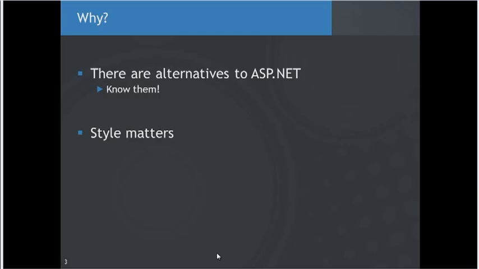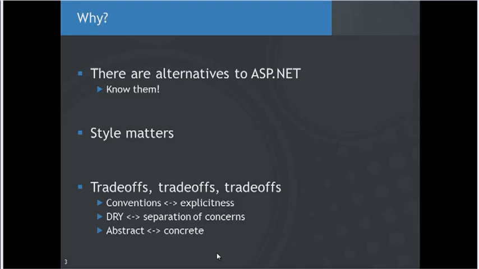And also, technology choices are always about trade-offs. Some of these frameworks are more at the end of giving you conventions to follow. Some are more explicit. Some really want you to be able to separate out concerns, where others want you to be able to not repeat yourself. And there can be a tension there. Also, there can be a tension between the abstract and the concrete. So which of these ends do you want to be on?